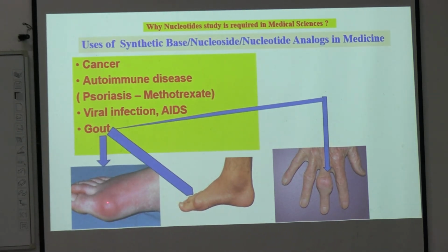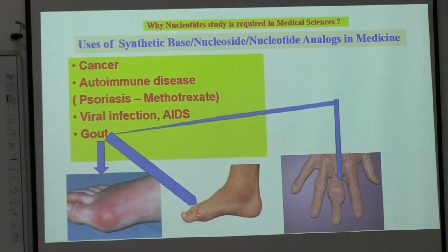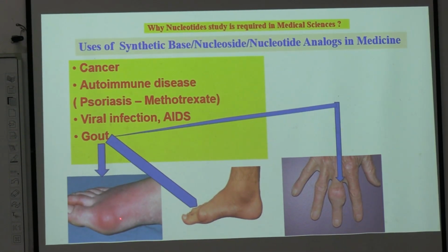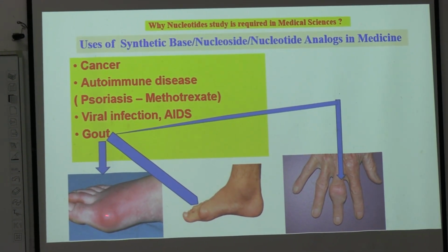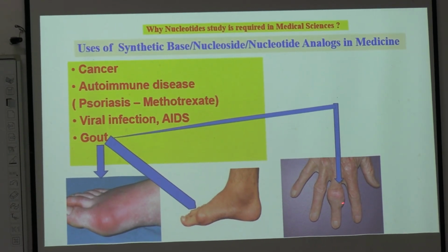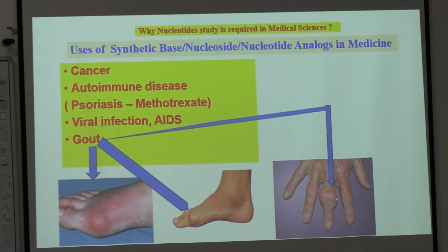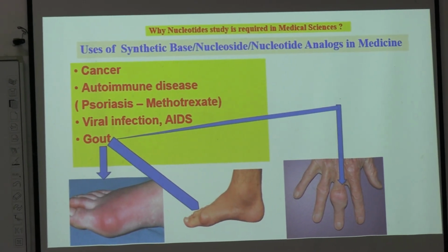I will show it once again. This first metatarsal joint is affected. Here, in the acute case, there is an acute inflammation, and after this acute phase subsides, it makes a nodule like this. You can see the uric acid deposition here. That causes gout.